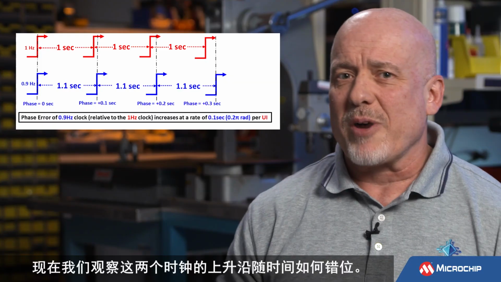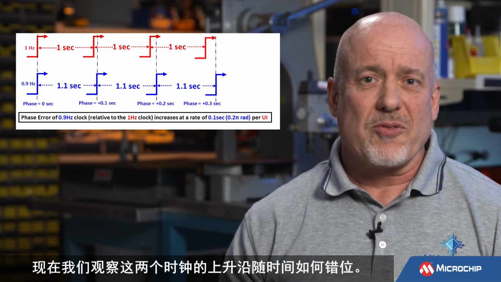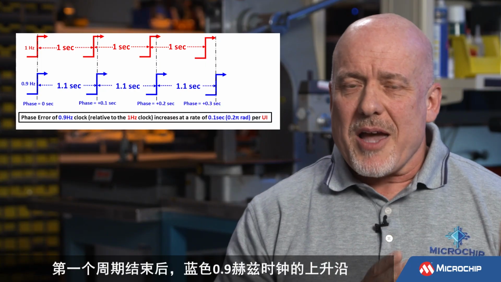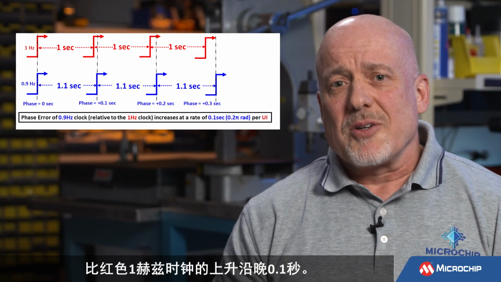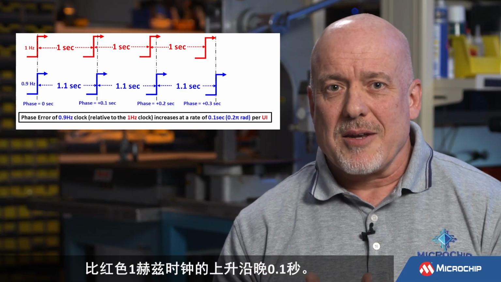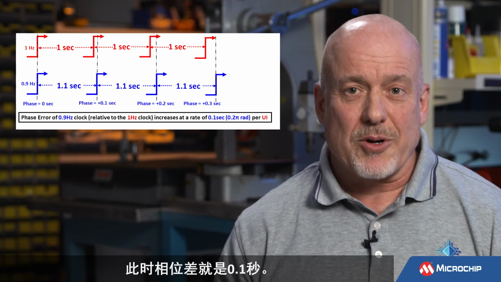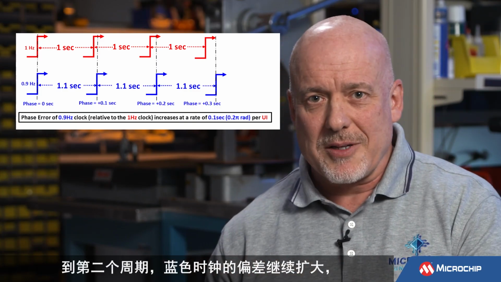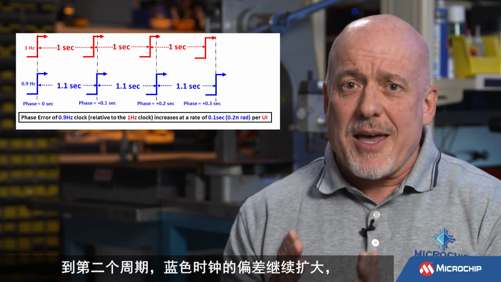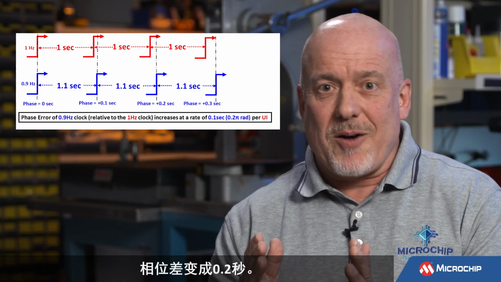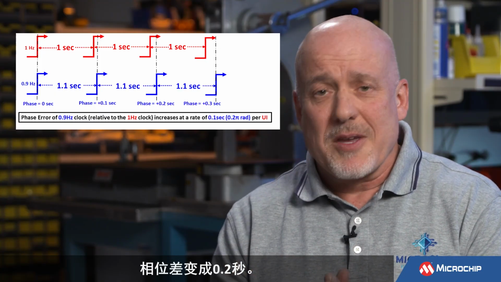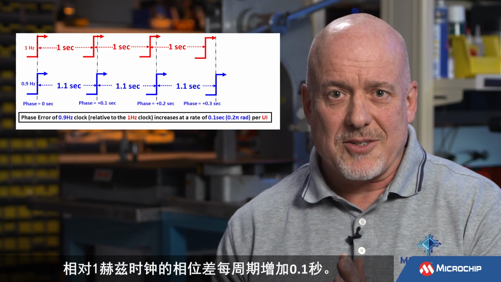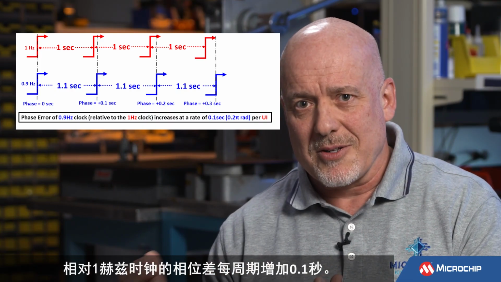Now, let's look at how those rising edges change relative to each other over time. If we look at that blue 0.9 hertz clock edge, after one period, it is 0.1 seconds later than the 1 hertz clock edge. In other words, it has a phase of 0.1 seconds. If we go to the next period, we see that that red edge is now further behind the blue edge, and now this difference is 0.2 seconds. So the phase of the 0.9 hertz clock versus the 1 hertz clock is now 0.2 seconds, and so on.